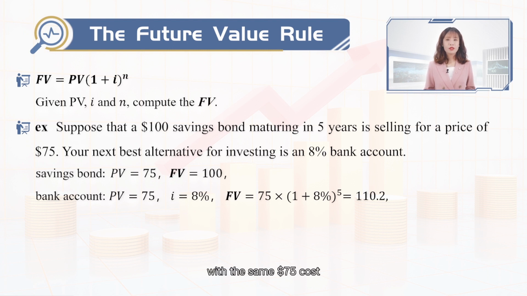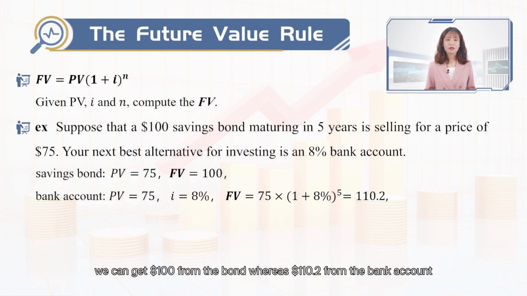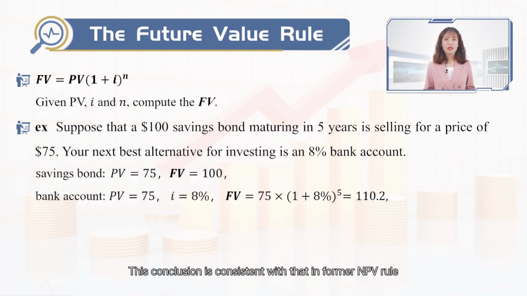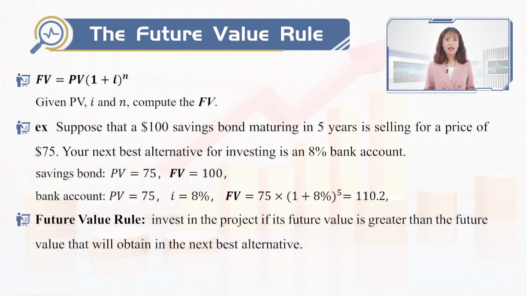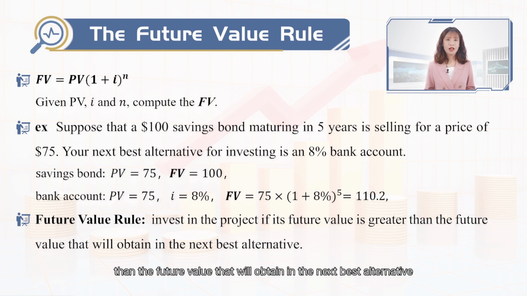This means with the same $75 cost, we can get $100 from the bond, whereas $110.2 from the bank account. So the savings bond is an inferior investment. This conclusion is consistent with that informal NPV rule. And this comparison between the FV is defined as the future value rule. It says to invest in the project if its future value is greater than the future value that will be obtained in the next best alternative.